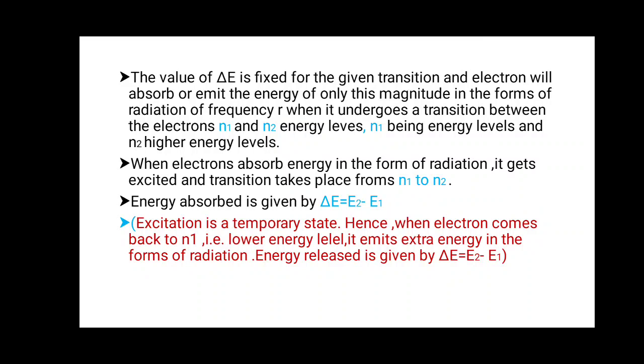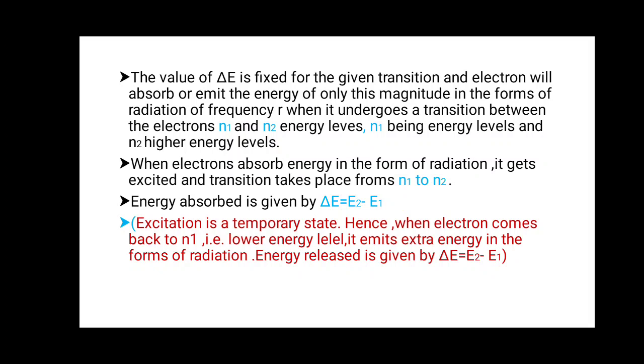Excitation is a temporary state. When an electron absorbs energy in the form of radiation, it gets excited and a transition takes place from n1 to n2, from the lower energy level to the higher energy level. The energy absorption is given by the equation delta E equals E2 minus E1.